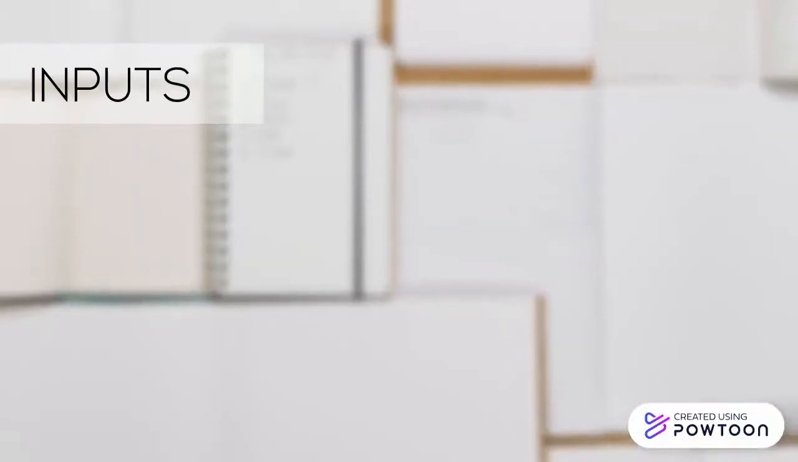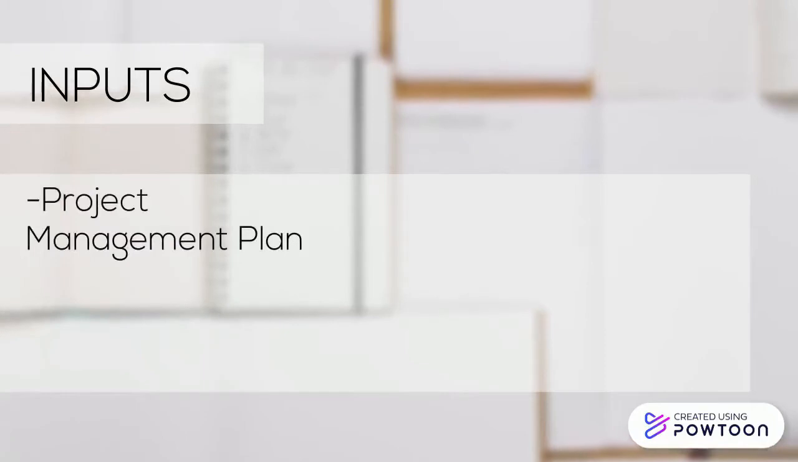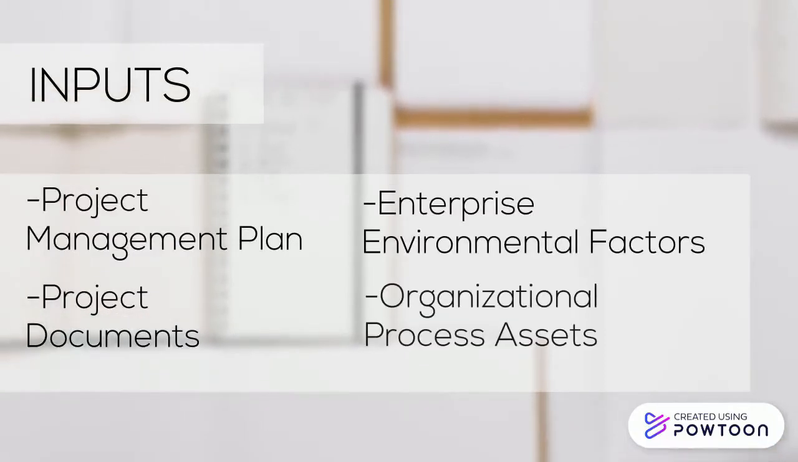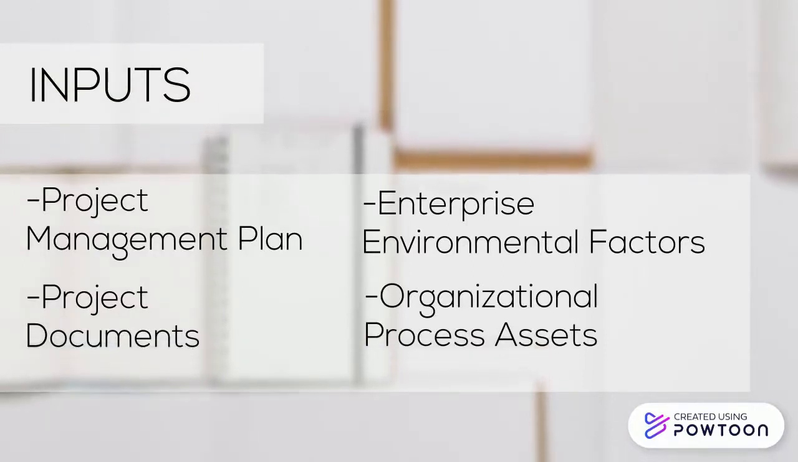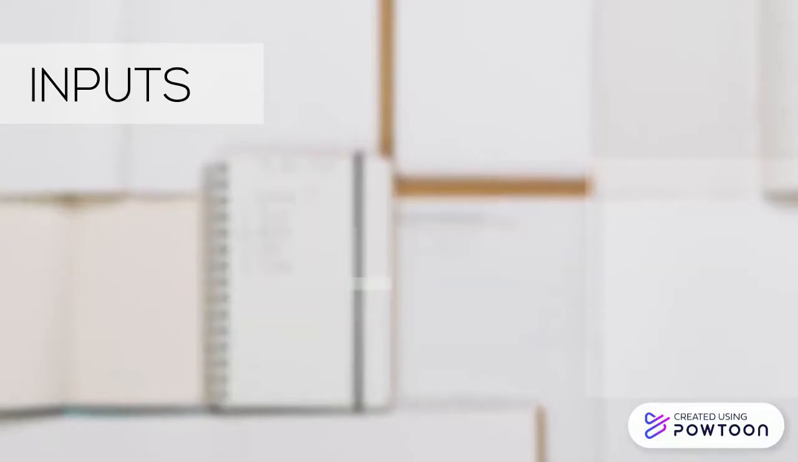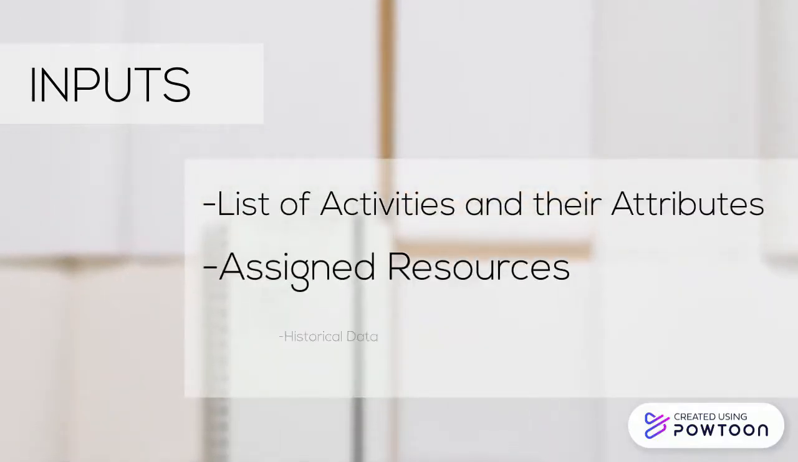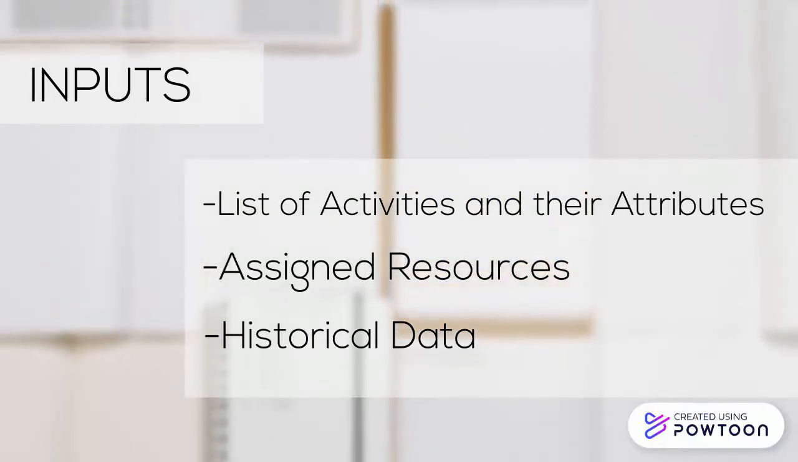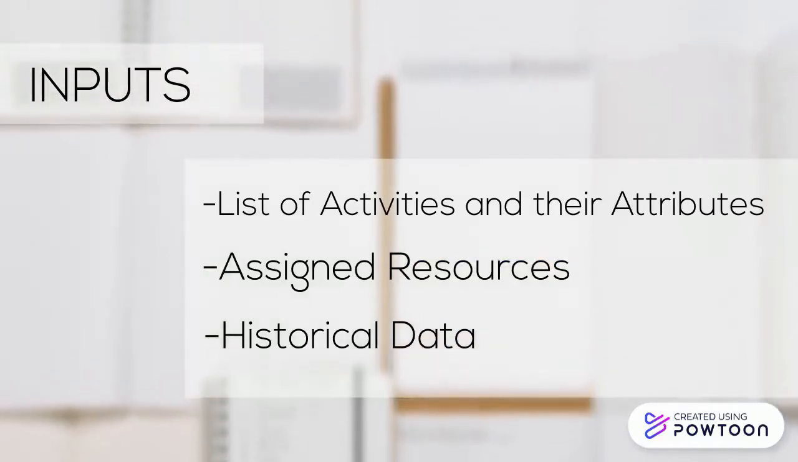Inputs. While the PMBOK lists a number of inputs which are grouped under the project management plan, project documents, enterprise environmental factors, and organizational process assets, an estimation can be done with the following minimum key input parameters: list of activities and their attributes, assigned resources, and historical data. The more information we can consider, such as risk register or enterprise environmental factors, the better our estimates.